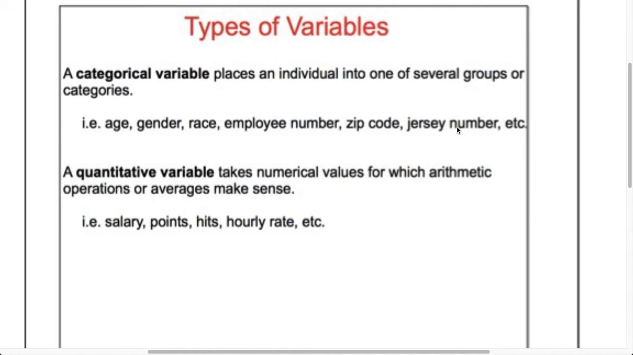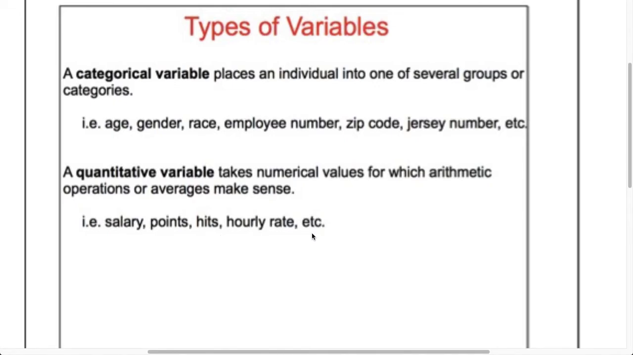But if it makes sense that we might perform some sort of arithmetic with that, like finding the average, that's what makes it quantitative. Other examples of categorical are anything that, again, characteristics. So age, gender, race would be categorical. Hair color, eye color, left hand, right hand. Those are all different types of categorical variables. And then again, quantitative: salary, points, hits, hourly rate, etc.